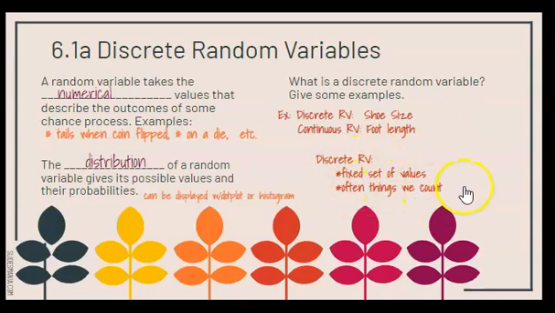Or another definition of a discrete random variable: it's a fixed set of values. And usually I talk about it in terms of things that we count, as opposed to things that we measure, or measurements. Continuous ones are more like measurements, and we'll get to those later in this chapter. So let's look at some examples.